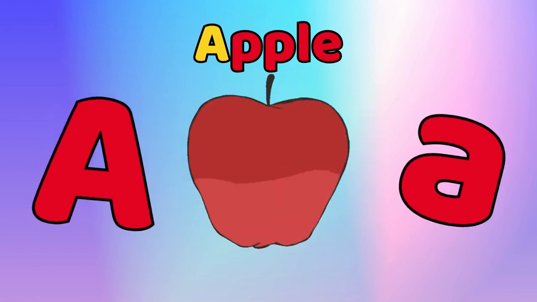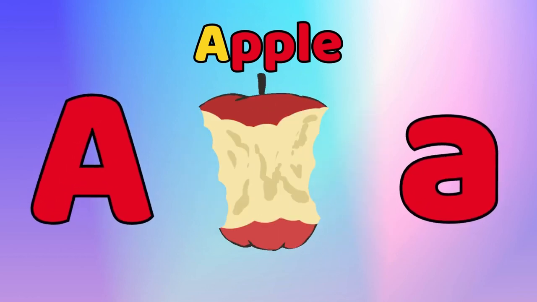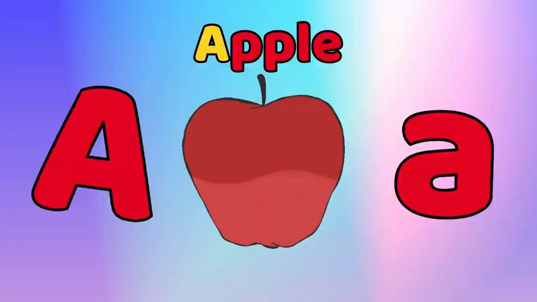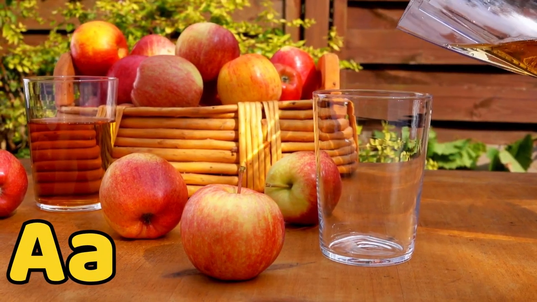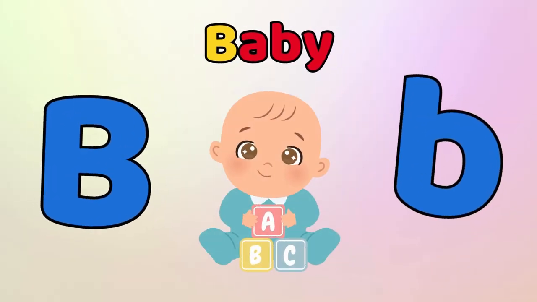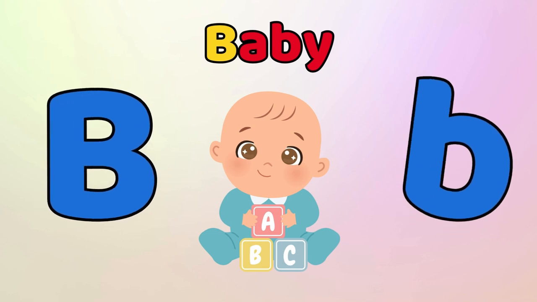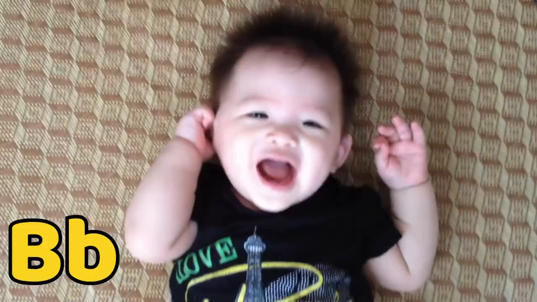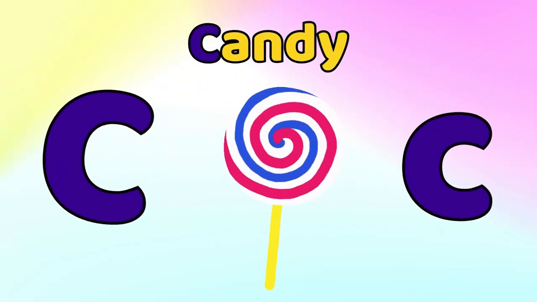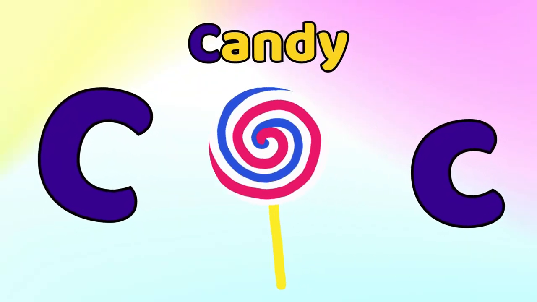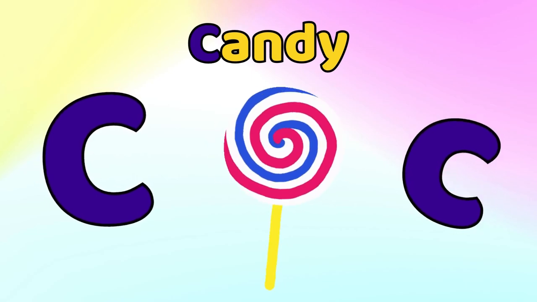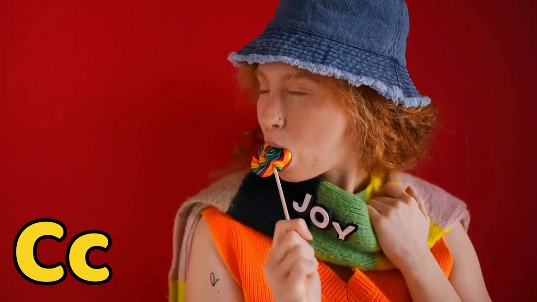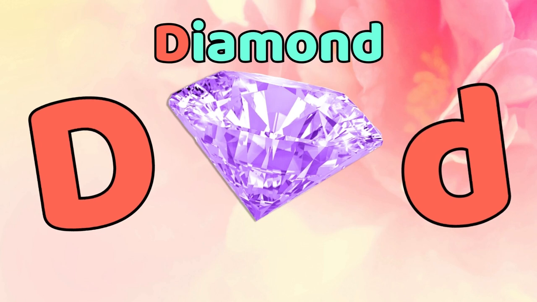A is for apple, apple, apple. A, apple. B is for baby, baby, B, baby. C is for candy, candy, C, candy. D is for diamond.